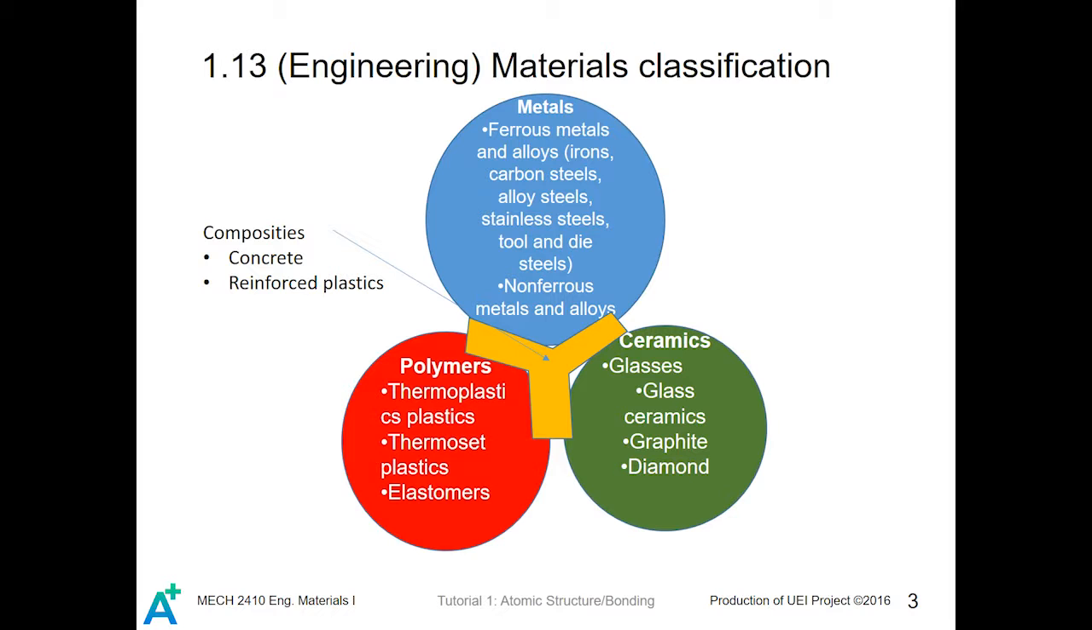Between them, if the material consists of more than one type of material, for example, if this consists of metals and polymers, we call it composite. If this consists of both metals and ceramic, we also call it composite. For example, concrete consists of ceramic and metal. Reinforced plastic consists of plastic and metal, etc. And we call it composite.